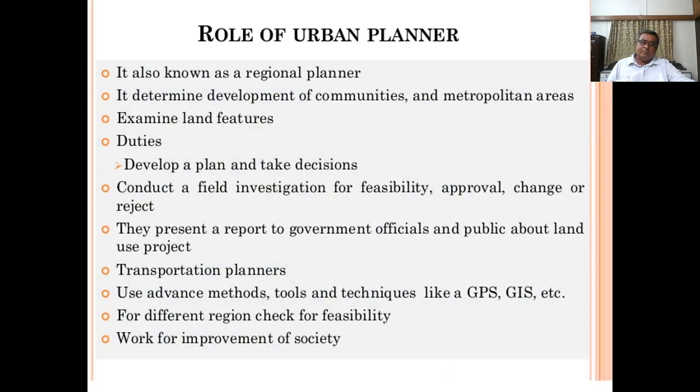Next topic, role of urban planner. It is also known as regional planner. It determines development of communities and metropolitan areas. Examine land features, then duties: develop a plan and take decision, conduct a field investigation for feasibility, approval, change or reject. They present a report to government officials and the public about land use projects. Then transportation planners use advanced methods, tools and techniques like GPS, GIS, etc. Then for different regions, check for feasibility, then work for improvement of society.